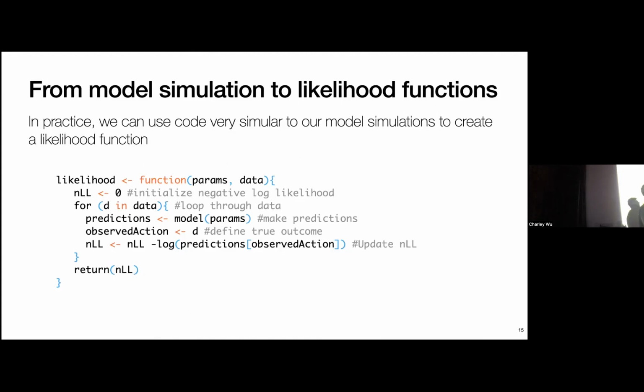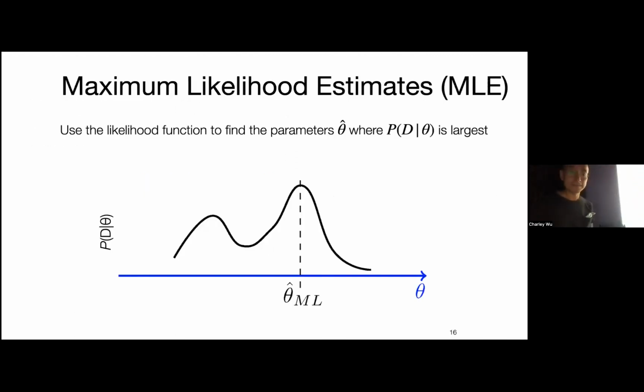And then we have to figure out, okay, what was the true outcome that happened, right? Then what we do is we take a negative log of that prediction for the observed action. So if you predicted, for instance, an 80% chance that the farmer will plant wheat, and wheat was planted, well, we take the negative log of 80%, and we increment our negative log likelihood with that. At the end, we return this value, and that's the negative log likelihood for the entire data.